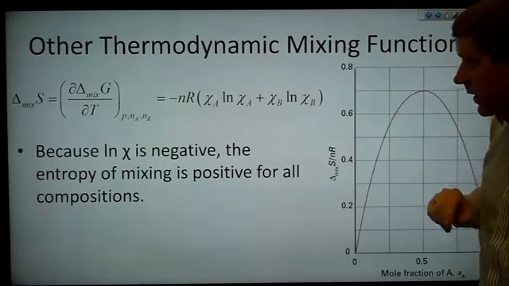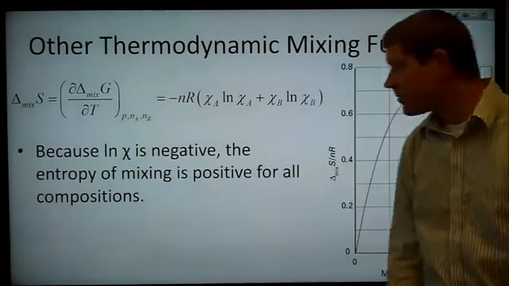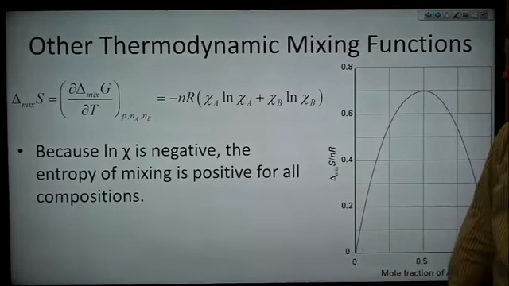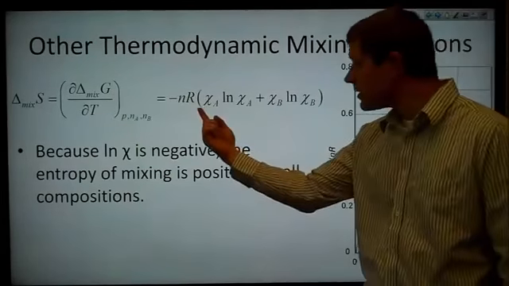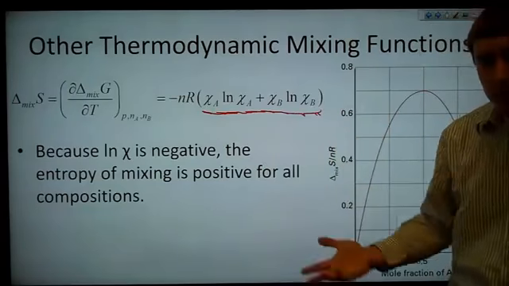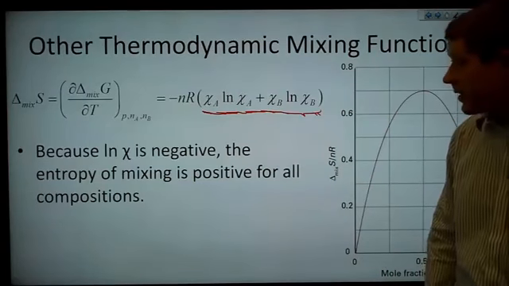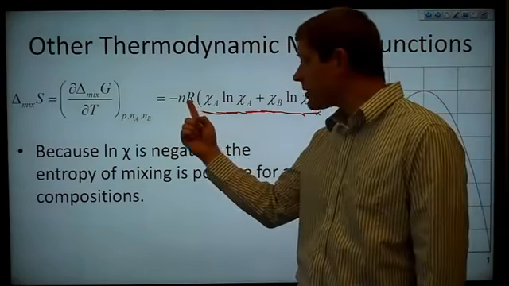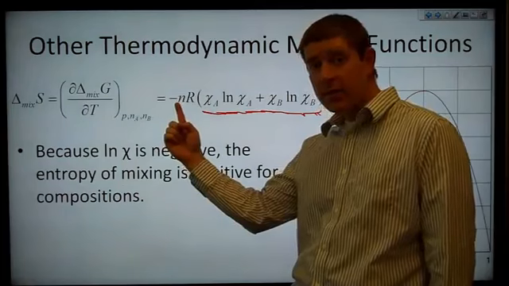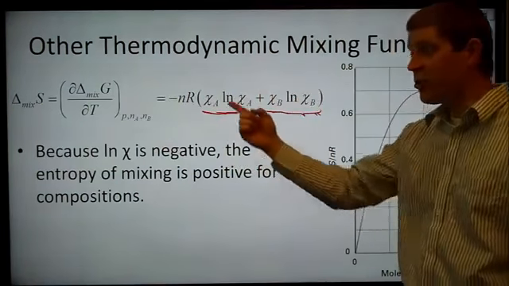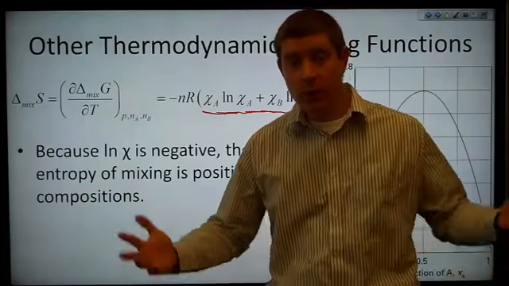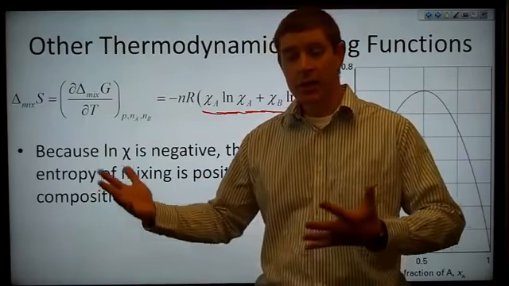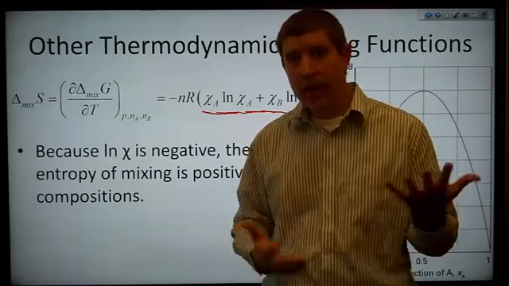And so that's the same thing there. Again, because the natural log of our mole fraction is negative, the entropy of mixing has to be positive, because now this value is negative for all values of chi. So now we have a negative times a positive times a positive times a negative. So now this right side has to be positive. So the entropy of mixing has to be positive. That's good. That's what we wanted. The entropy change has to be positive.